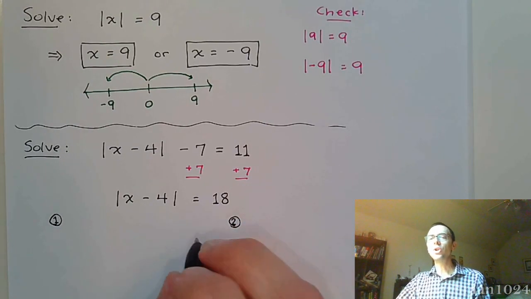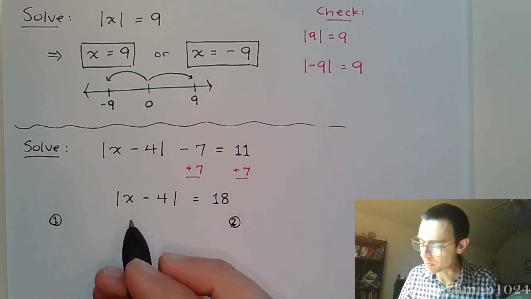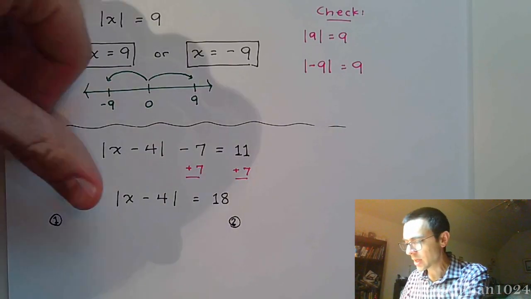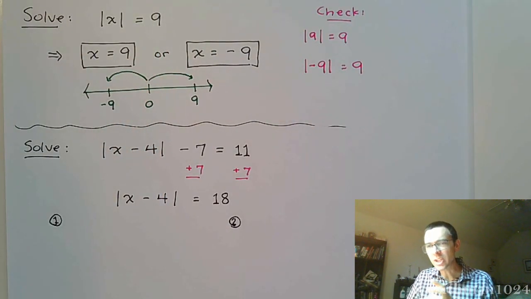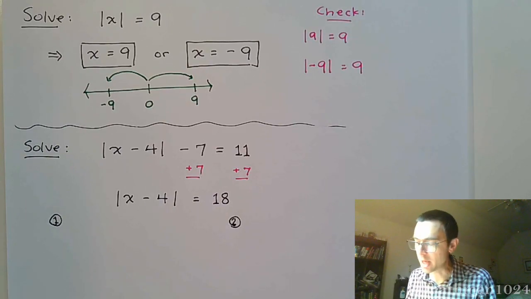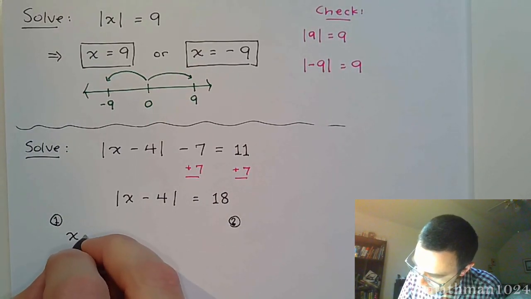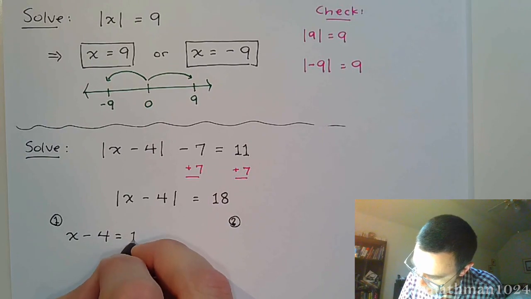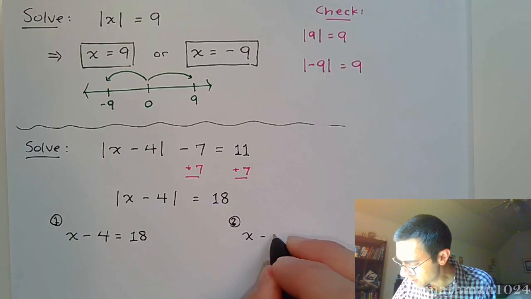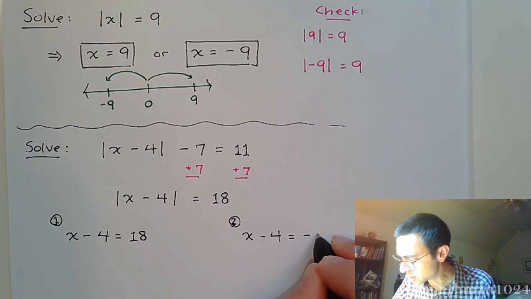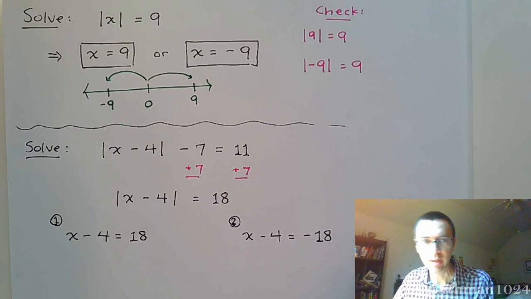And it's here where you stop writing the absolute value. So what we're saying is that the absolute value equals 18. And the only way for the expression inside to give us 18 once we apply the absolute value is if the expression equals 18 straight up, or if the expression inside is equal to the opposite of 18.